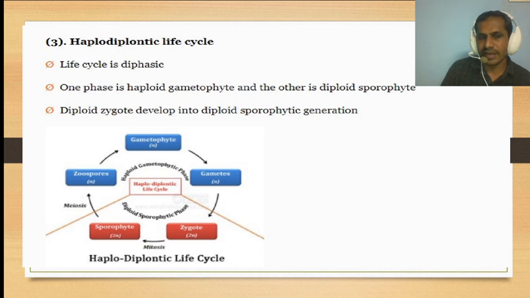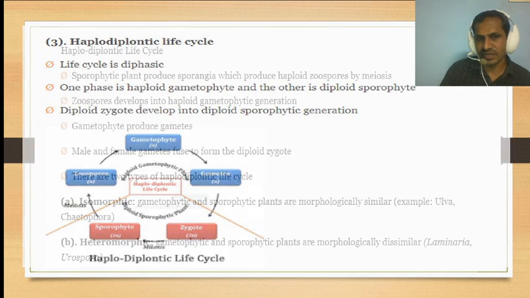So the gametophytes can produce male gametes and female gametes. After the production of male gametes and female gametes, they fuse to form a zygote. After zygote formation, through mitosis, they can produce a sporophyte. Then the sporophyte undergoes reduction division and can produce a zoospore. The zoospore forms a gametangia. This is the way the life cycle occurs.